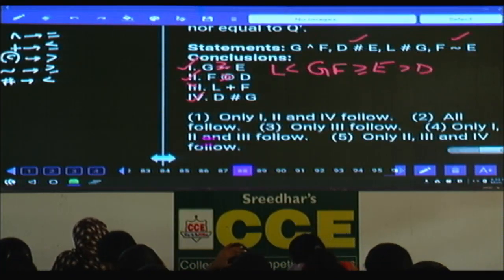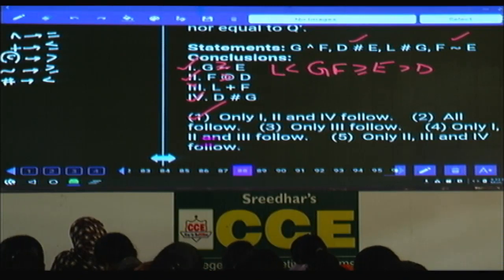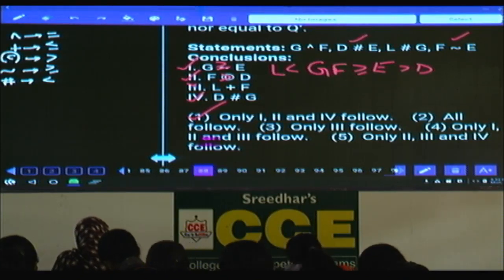And so what is your answer? 1, 2 and 4. It is again choice 1, 88. Clear now? 88 choice 1. Then 89 onwards.